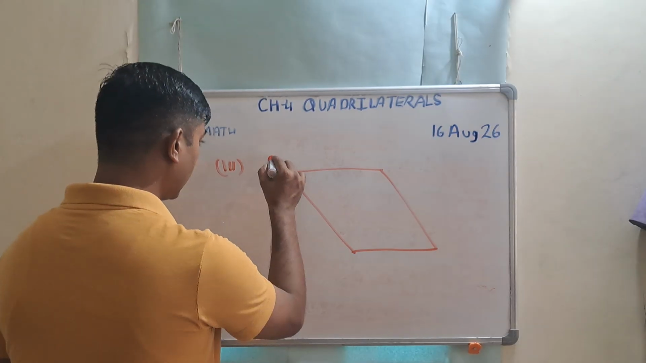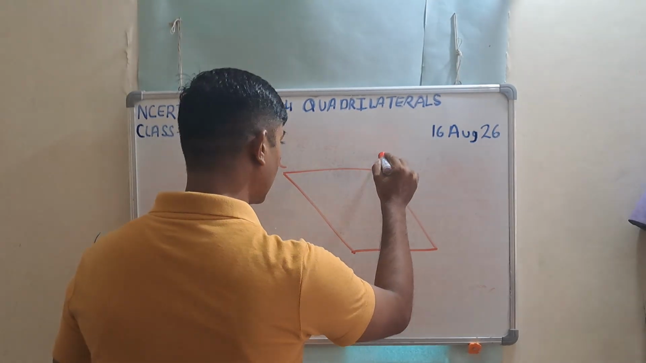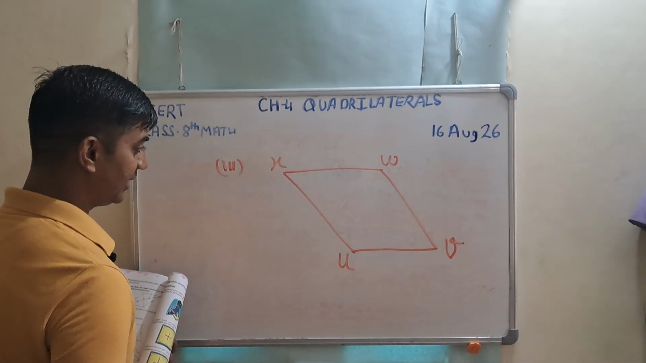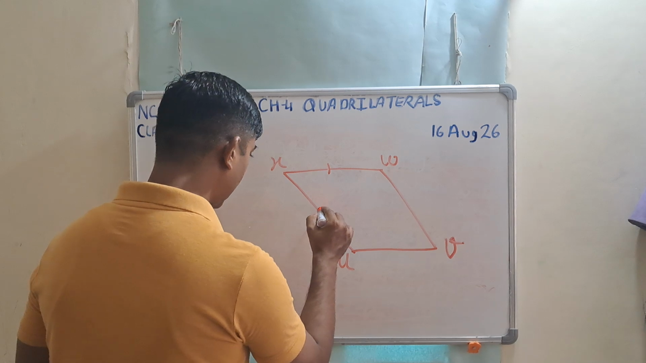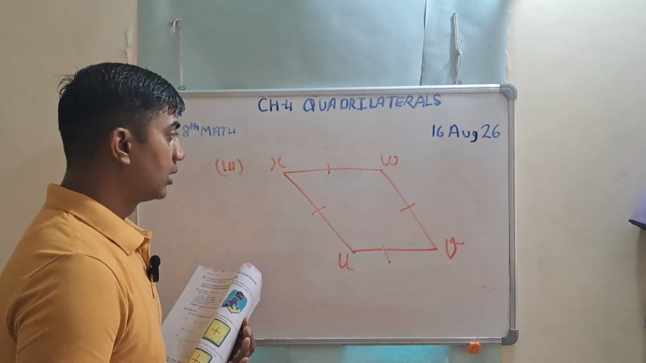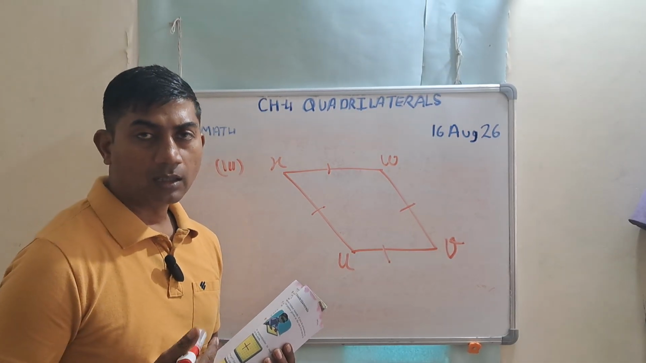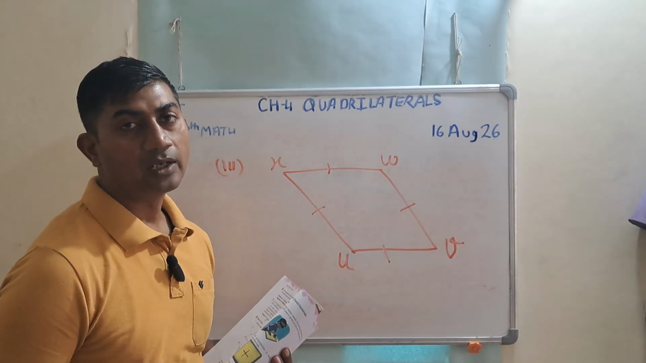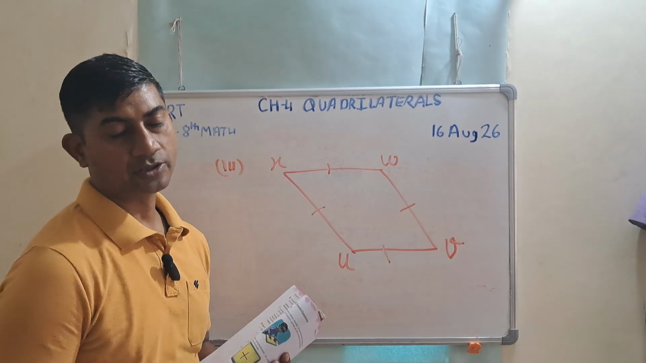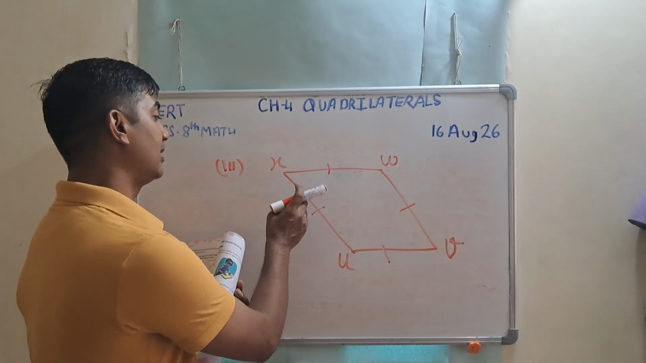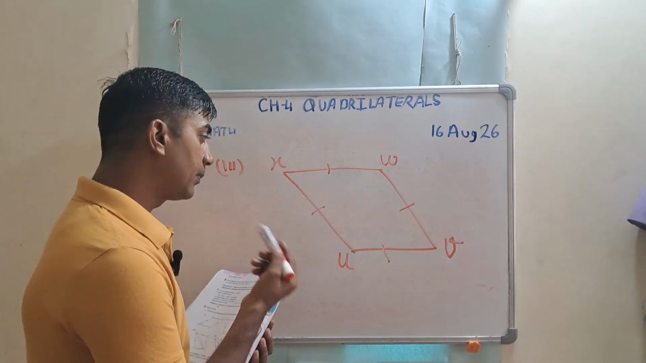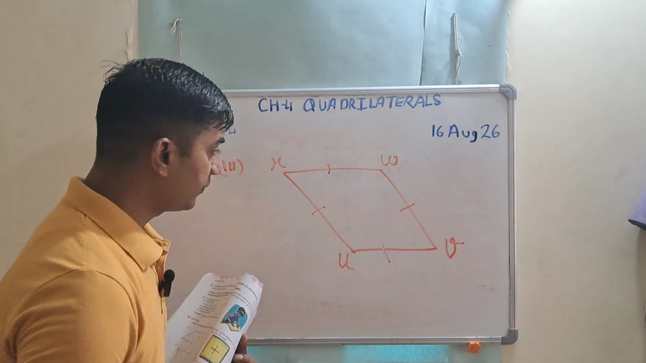Now see, this is X, W, V and U. What they are saying is that this line, this line, this line and this line, all sides are equal. When all sides are equal, the figure may be a square or a rhombus. Understood? Since we can see that this angle is acute, it is not a square, so it is definitely a rhombus. So we will apply the properties of the rhombus and find out the other angles.